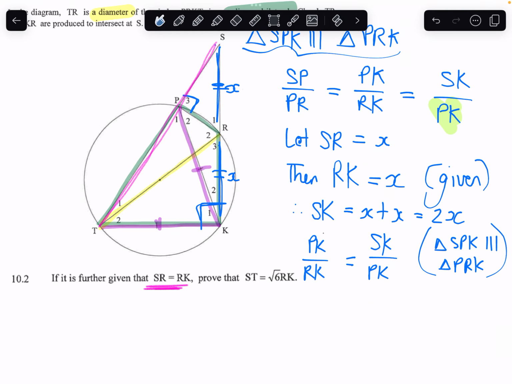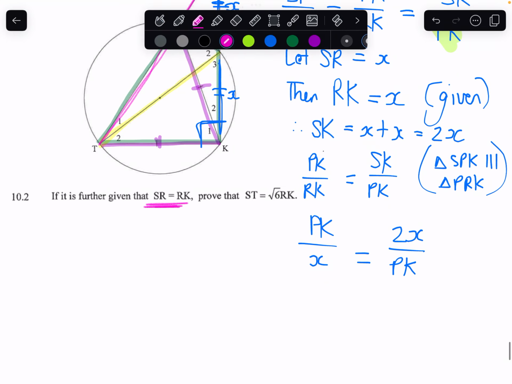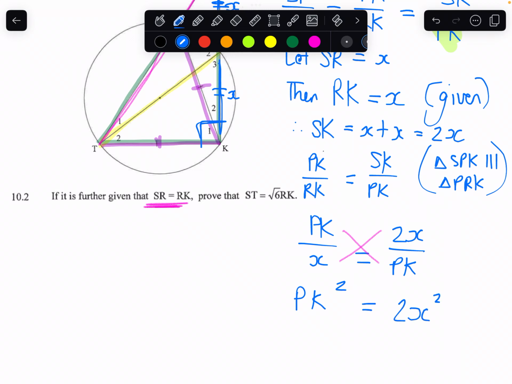And so if we replace our PK over RK, which is x, we get x is equal to SK, which is 2x, over PK. And if we do our quick cross-multiplying trick, which is safe to use if you know why it works, and if you don't know why it works, ask and I'll tell you, we've got PK squared is equal to 2x squared. So therefore PK is the square root of 2x squared.